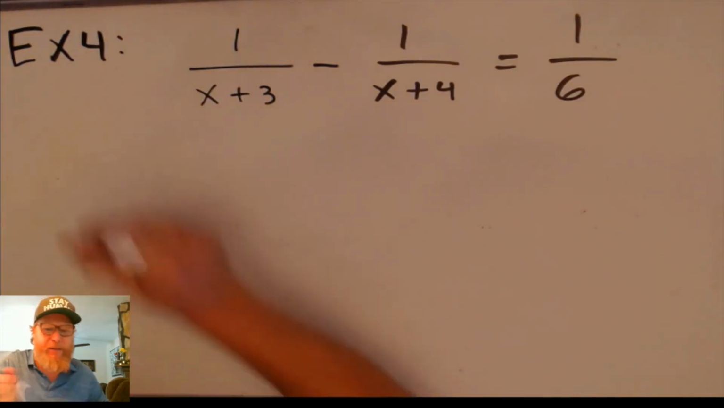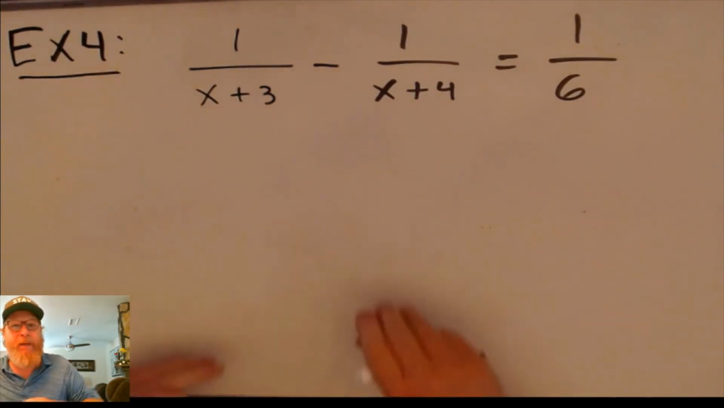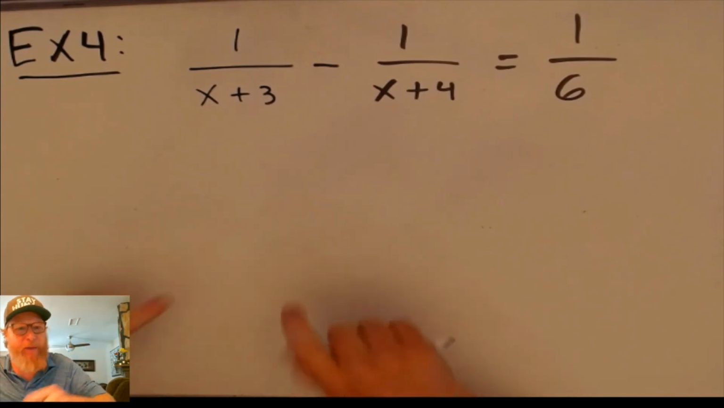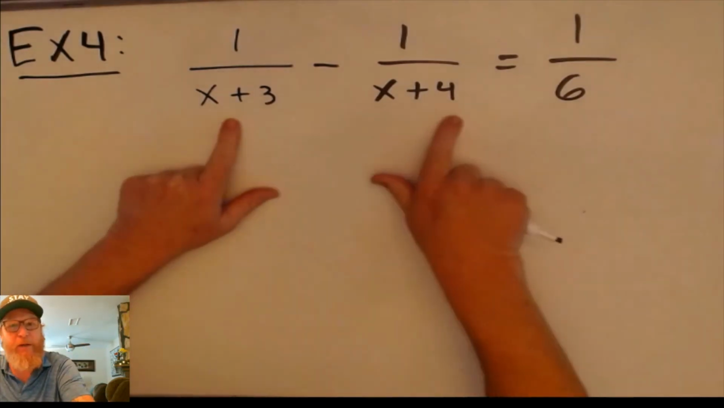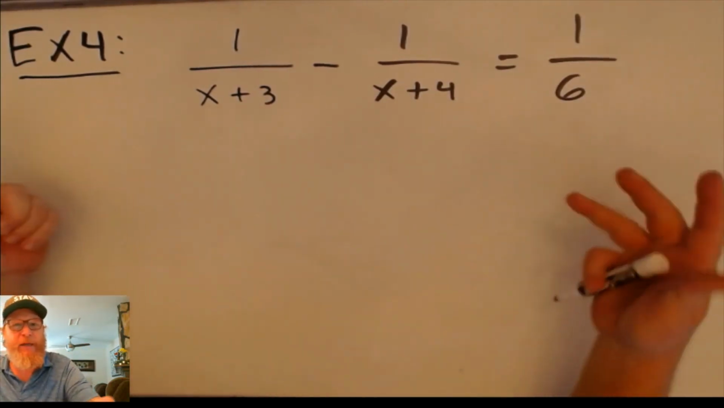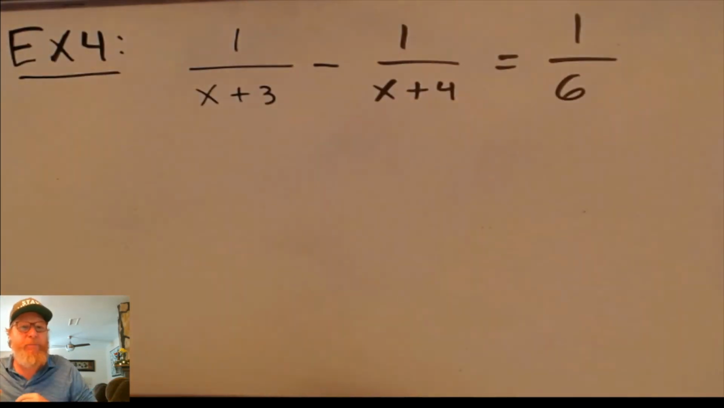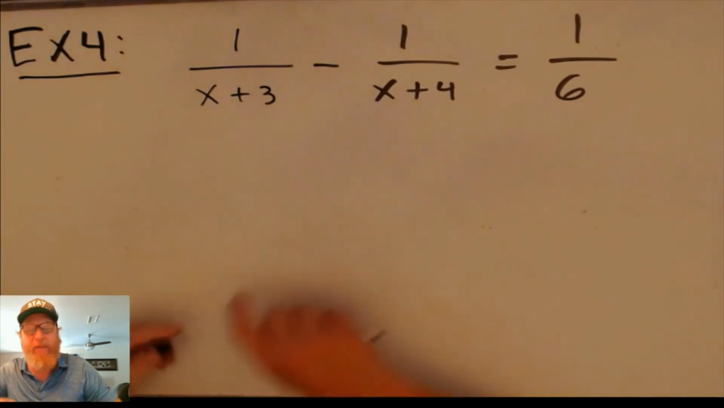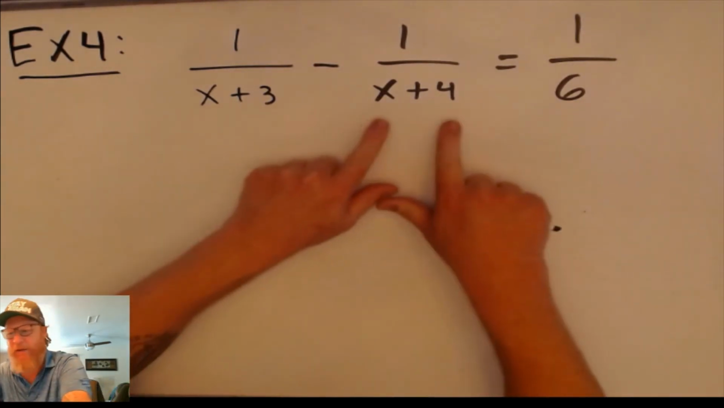All right, so example 4. Another rational equation. So a couple things I want to mention. We've been talking about this in the first three examples. You want to look at the denominators and see if there's any factorization that you can do to make your life a little easier. But notice that these are non-factorable.